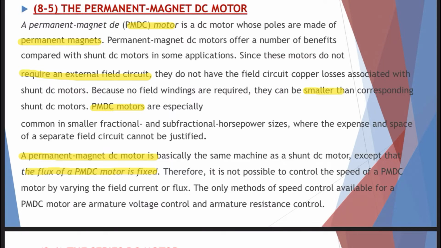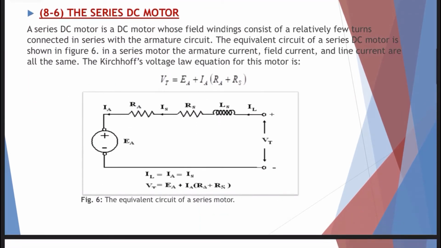Therefore, it is not possible to control the speed of a permanent magnet DC motor by what? By varying the field current or flux. So the only methods of speed control available for this type are armature voltage control and armature resistance control. So we have two ways to control the speed for this type of motor: armature voltage control and armature resistance control.